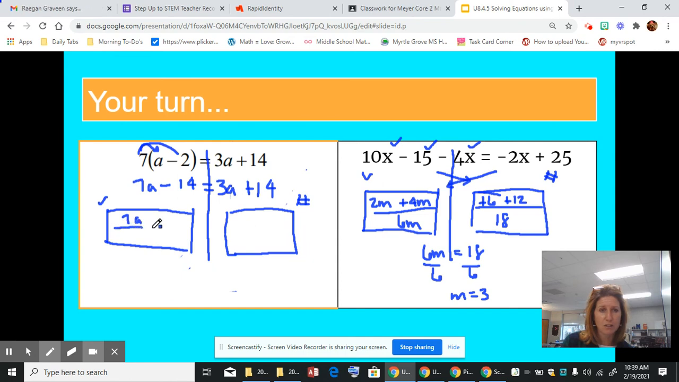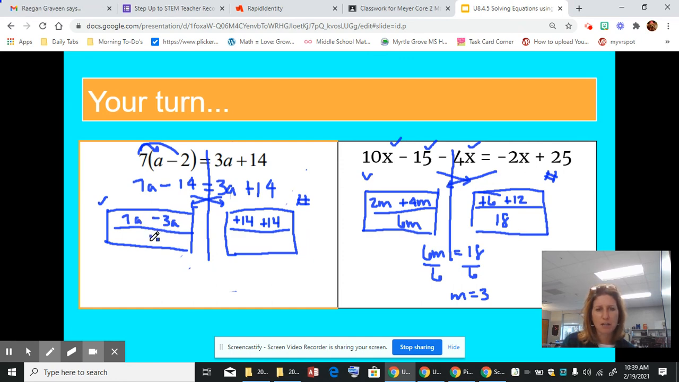Draw my line to show you divide the box. Minus 14, we're going to move to the other side. So the opposite of minus 14 is plus 14. 3a is going to cross over. So we're going to do the opposite of positive 3a, which is minus 3a. And the 14 is positive, and it's going to stay right where it's at. I like to put the plus signs there just to help remind me of signs of the numbers.